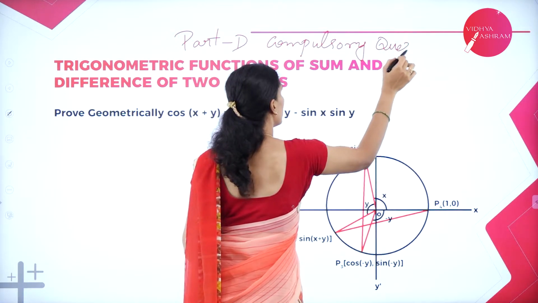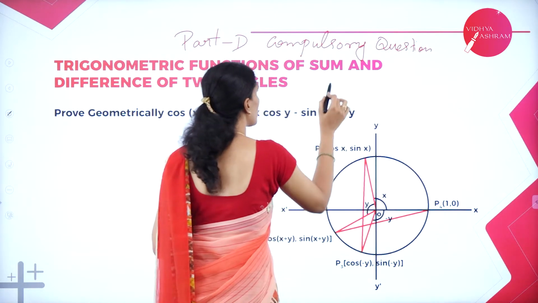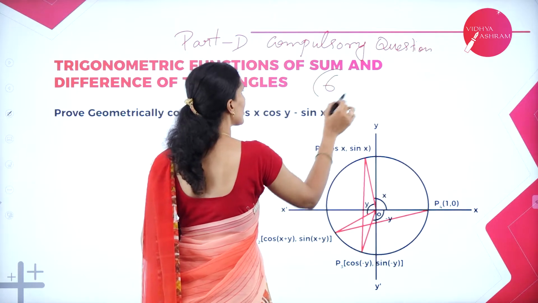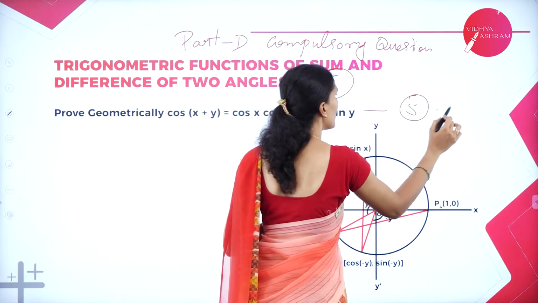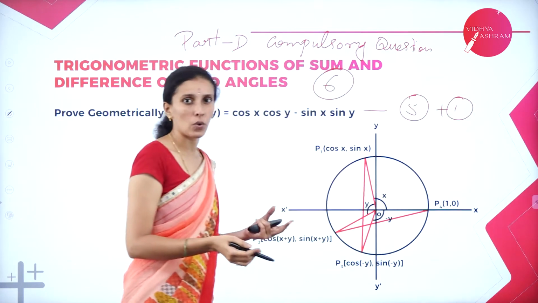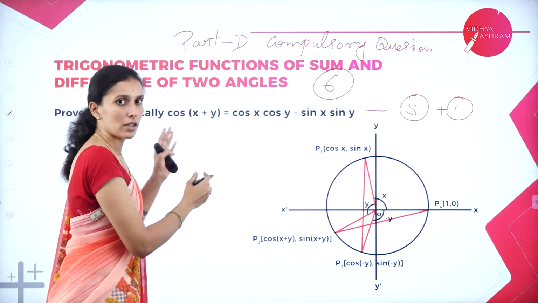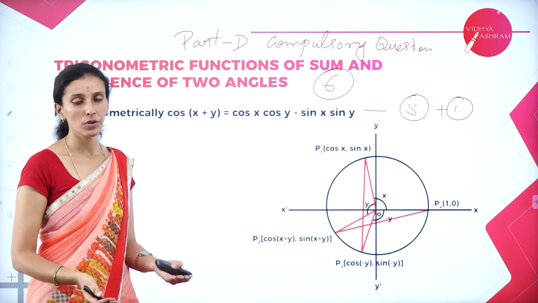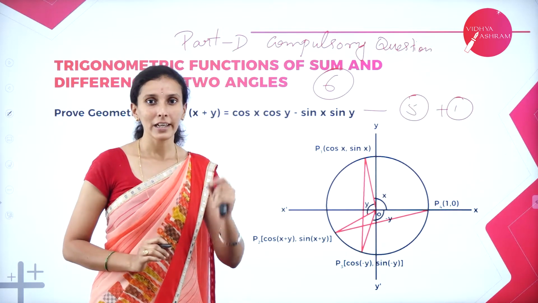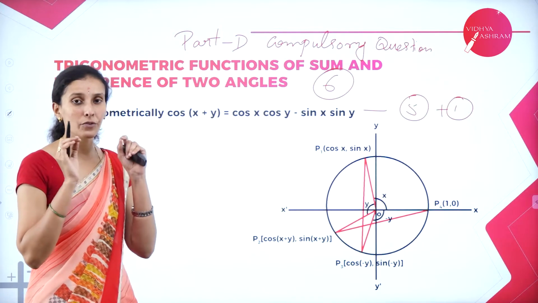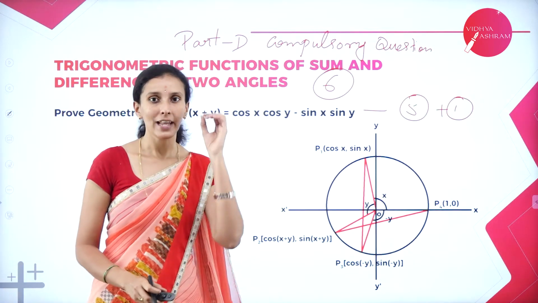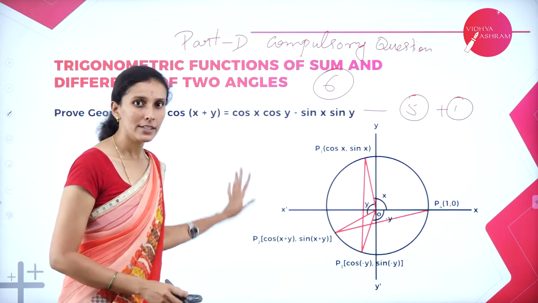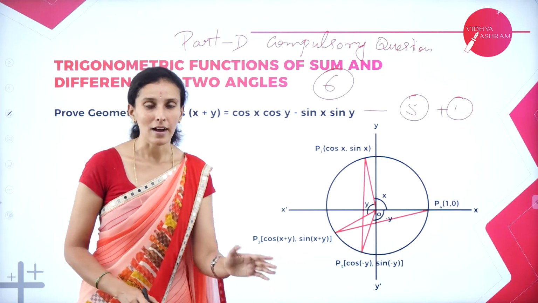Compulsory question, which carries 6 marks, but this theorem is for 5 marks. Along with this, you will be given one additional question where we will use the same identity to solve it. So it is a very important derivation in your syllabus as well as for your examination. Part D, compulsory question. Every year you have this question in your 6 marks.